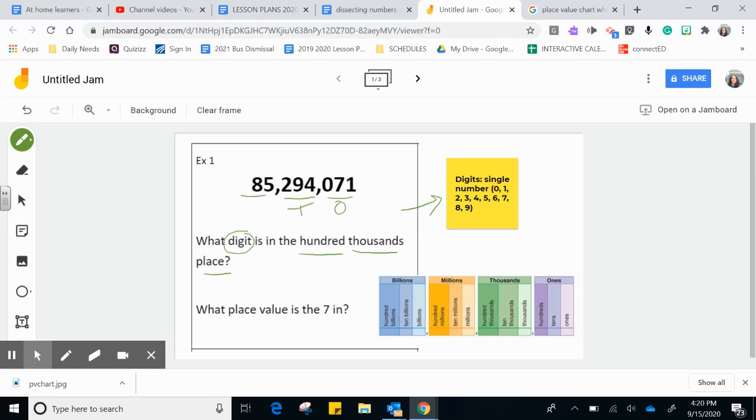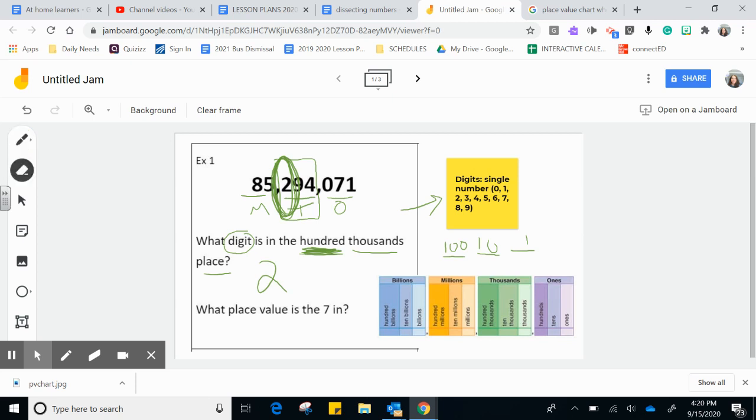So I know that I'm working with the thousands period here. So I know the digit's going to be somewhere in that thousands period, but it's going to be the 100,000 place. And I know that a period has three places. The first one is the 1, then 10, then 100. So I know the 100,000 place is going to be that third spot in that thousands period. So the digit I'm looking for is the 2.